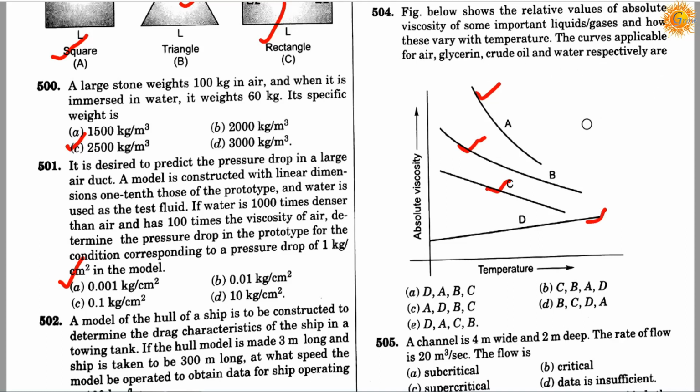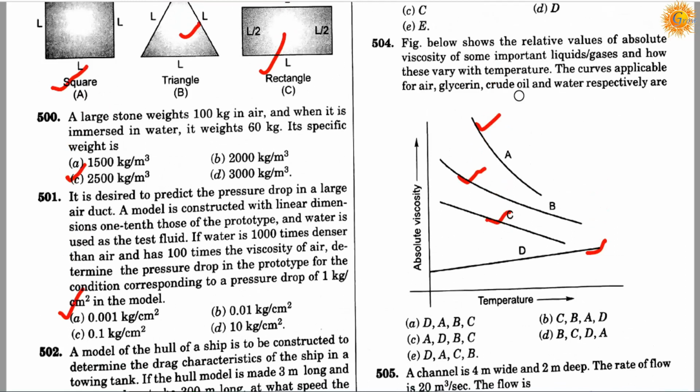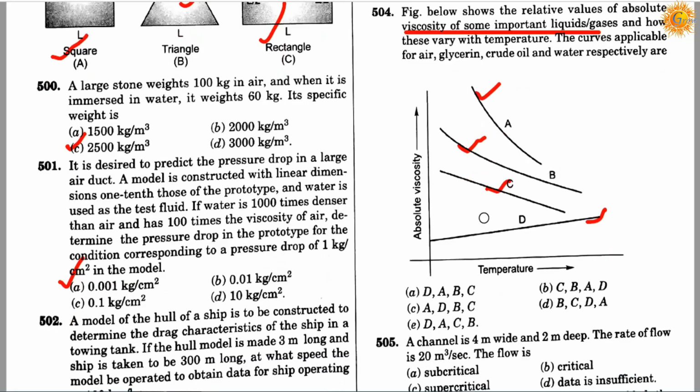It is talking about the relative value of the absolute viscosity of some important liquids and how this varies with temperature. So option A is DABC, option B is CBAD, option C is ADBC, option D is BCDA, and option E is DACB. The graph is between absolute viscosity and temperature. So the correct answer is A.